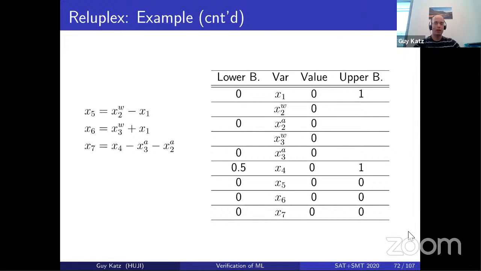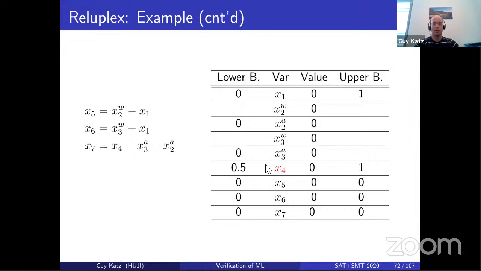So now, again, I'm not going to give you the exact algorithm. I'm just going to show you an example, and hopefully it will convey the meaning. So we again have all of our variables and the current assignment. The assignment, again, we will make sure always satisfies the equations. We have lower bounds and upper bounds for the bounded variables. And now, remember that these two variables, x2a and x2w, are a ReLU pair, and x3w and x3a are also a ReLU pair. So this we remember, right? We know that they are a pair.